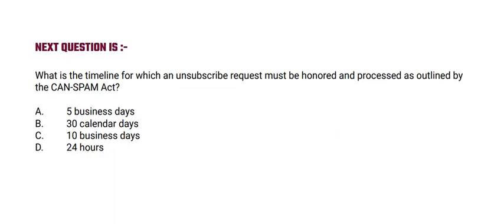Next question is, what is the timeline for which an unsubscribe request must be honored and processed as outlined by the CAN-SPAM Act? Options are Option A, 5 business days. Option B, 30 calendar days. Option C, 10 business days. And option D, 24 hours. The correct option is option C.